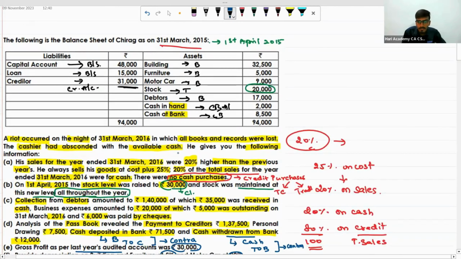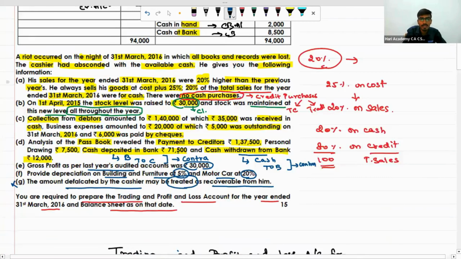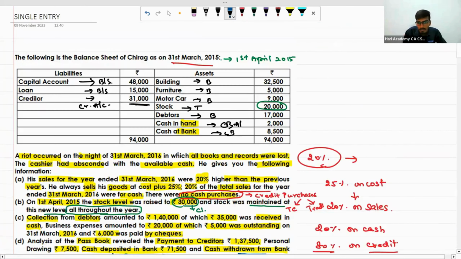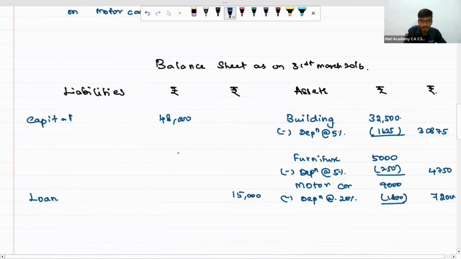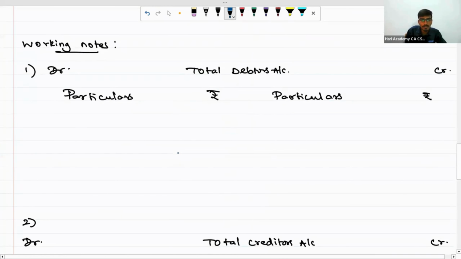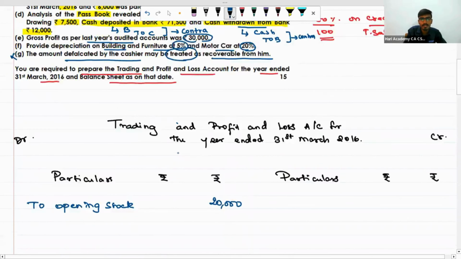Stock. They have given this 20,000. This 20,000 will be an opening stock. Here, write down to opening stock 20,000. Done. Perfect. Now come to debtors. Debtors is an opening debtors. So this opening debtors of rupees 17,000 is a value that will go to the debtors account. Right? To balance brought down, that is 17,000 is done. That posting we have done.